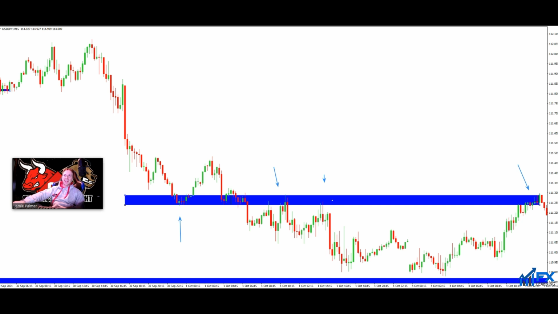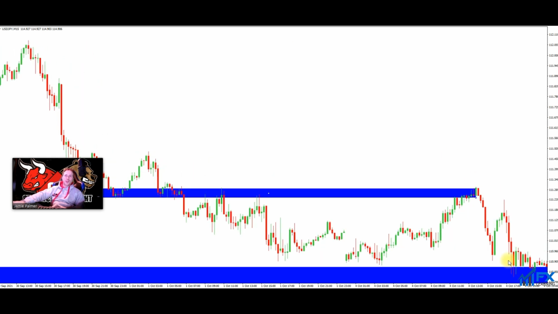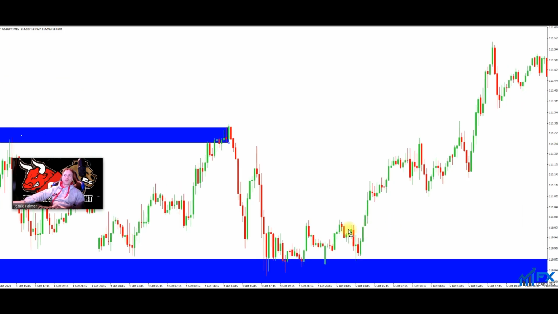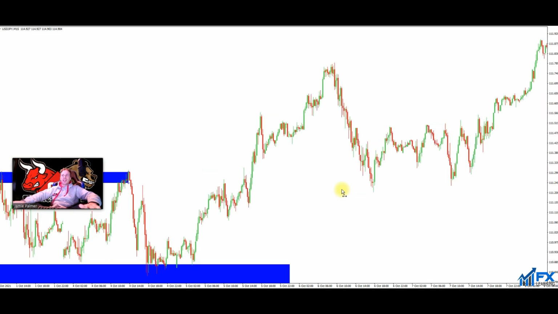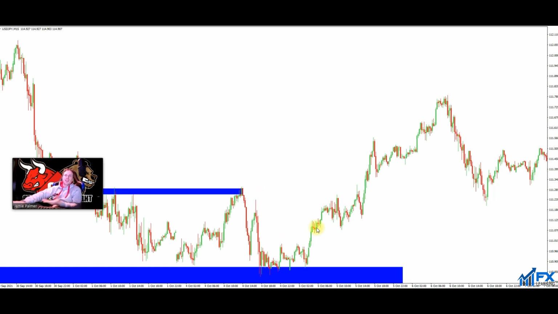You start selling here. And then what happens? Oh, boom. Rocket straight up. Literally straight up. So you're in the middle of a sell here. And yeah, okay, you might have got a few pips out of it. And then boom. Price rockets up like this here. Now, why did this happen?